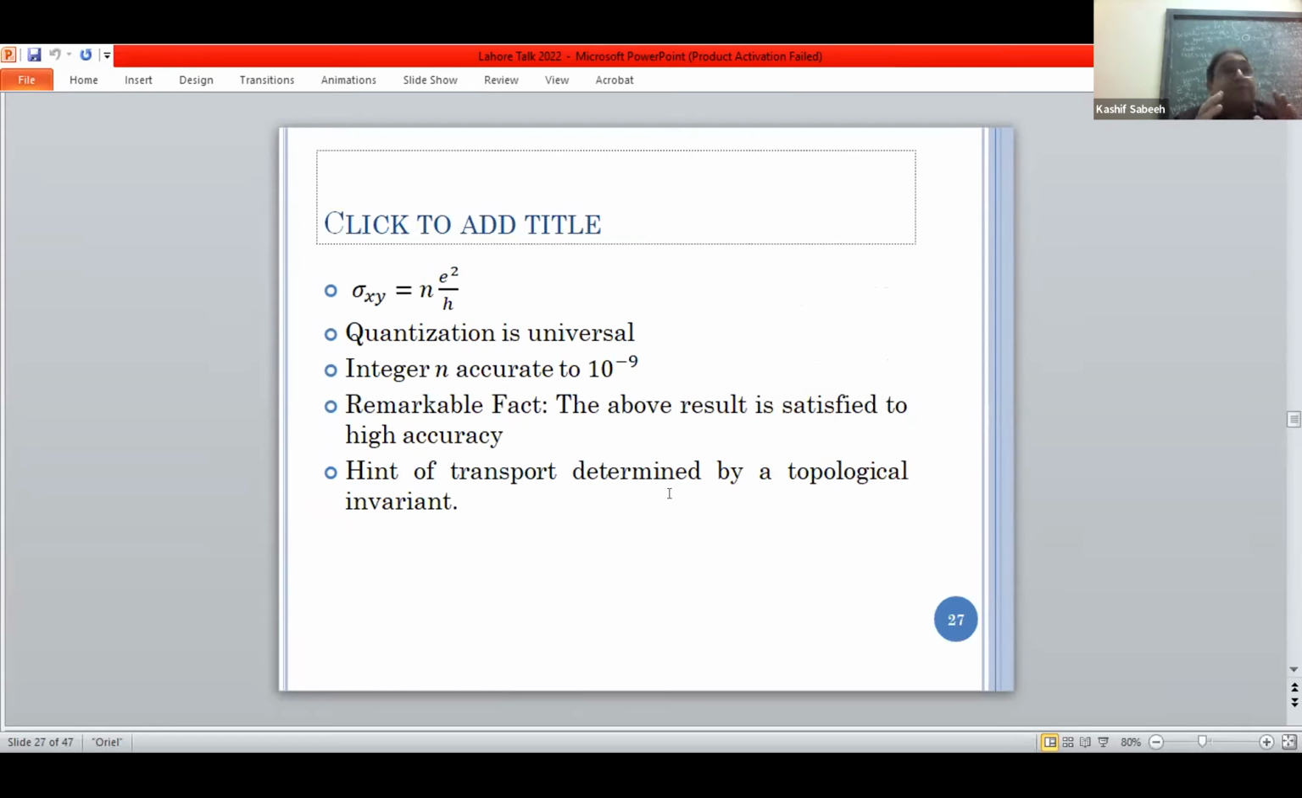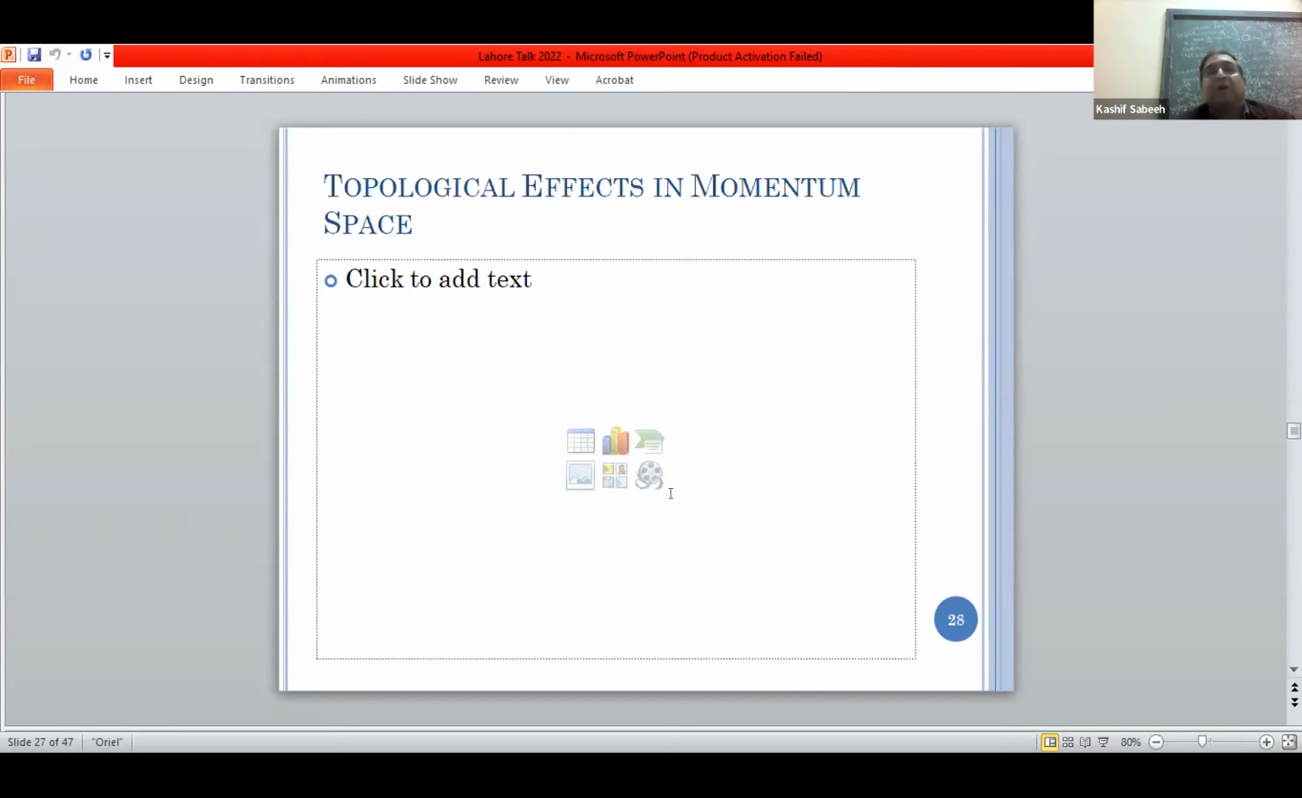And since this result seems to be so robust and universal, there was a sort of a hint that topology probably plays a role. And the first person to actually make the connection was David Thouless. This is part of the reason he won the Nobel Prize.